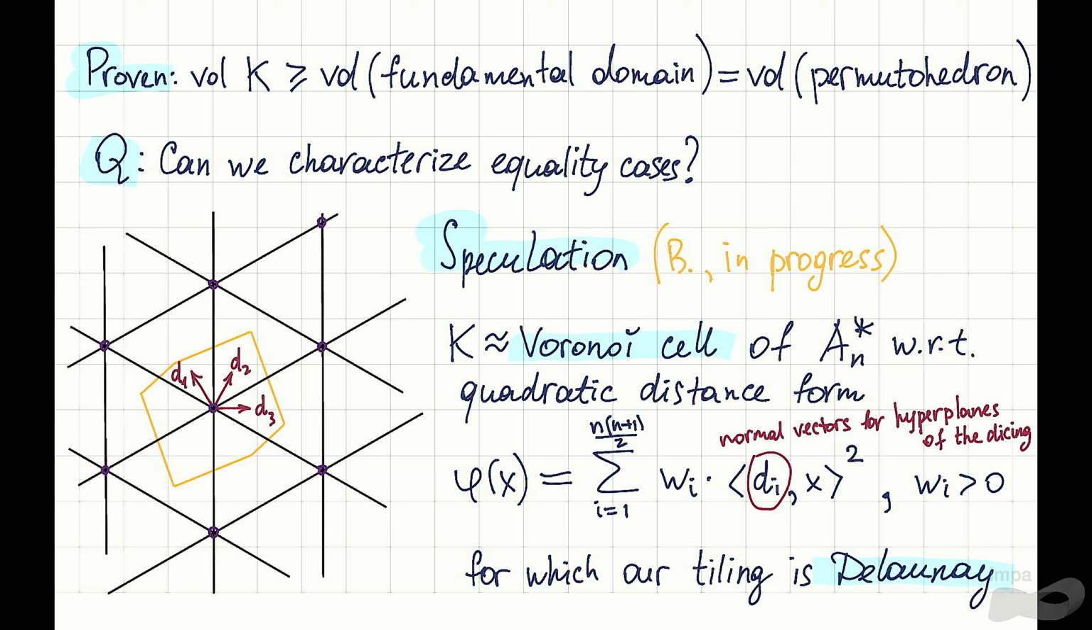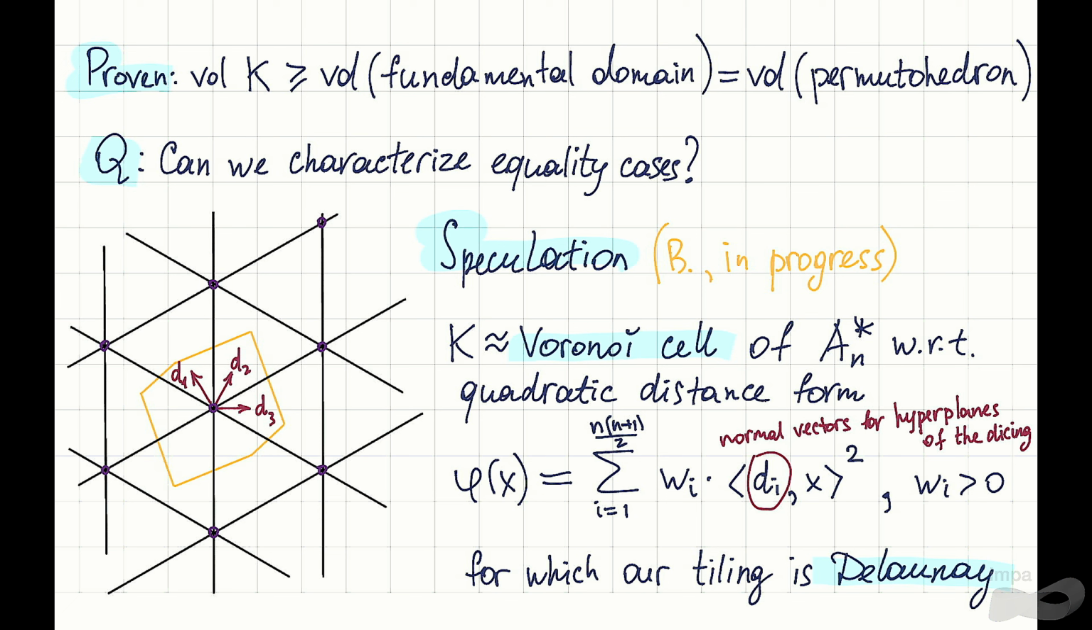So every convex fundamental domain of this lattice, which contains n factorial simplices, can be approximated by Voronoi cells of an A_n star lattice with respect to a certain quadratic distance form, which has roughly n squared over 2 parameters. So the family of equality cases has dimension roughly n squared over 2. Here the formula is the same. It's just a different number of hyperplanes passing through the origin, but the formula is the same.